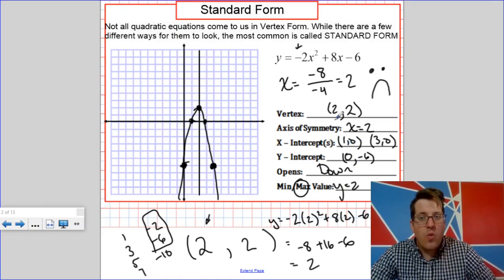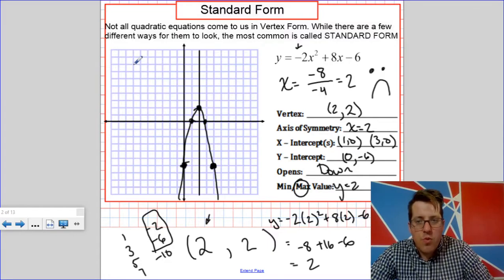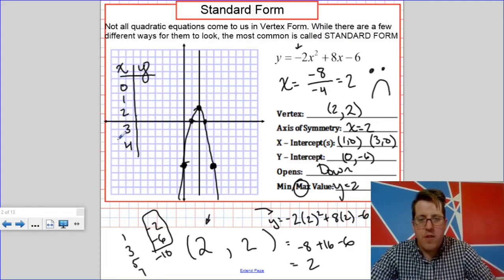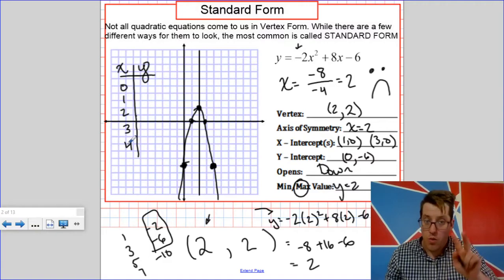Remember, if you don't want to use the 1, 3, 5, 7 rule, you always have the option of making a table. As we say, when in doubt, t-chart it out. So if you don't like the 1, 3, 5, 7 rule, then just like we did here for the y-coordinate of the vertex, you could plug in all of these different x values, the old-fashioned way.